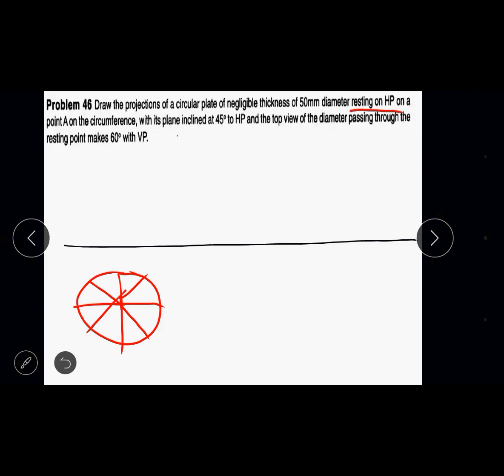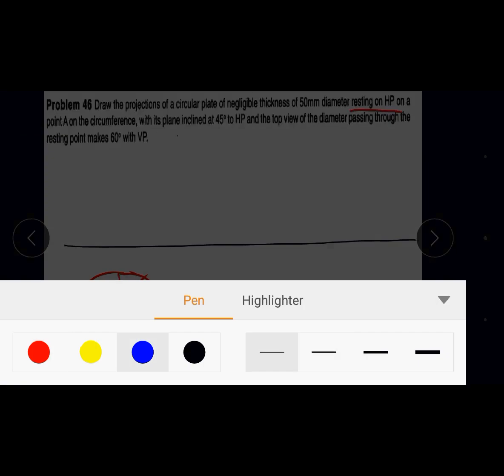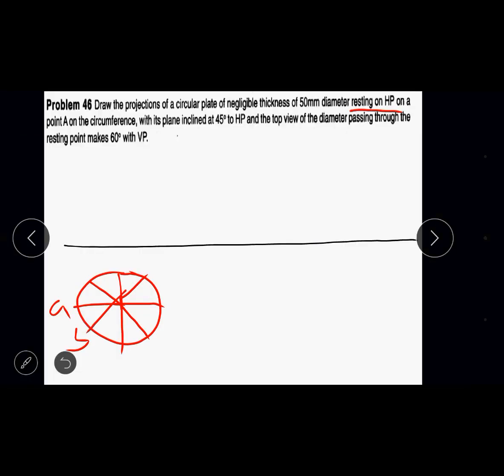Label the 8 equal parts with alphabets starting from the left-hand A, B, C, D, E, F, G, H. It ends at H, so A to H is the labeling. This is the top view, and then draw the projection lines to get the front view. Draw the projection lines from the corners of the circle. Here the points B and H you will get on the same vertical line.